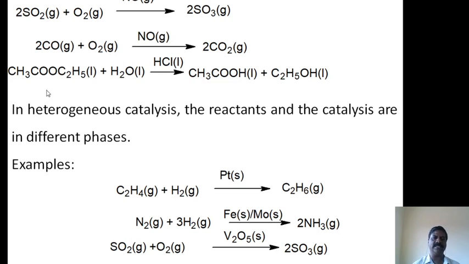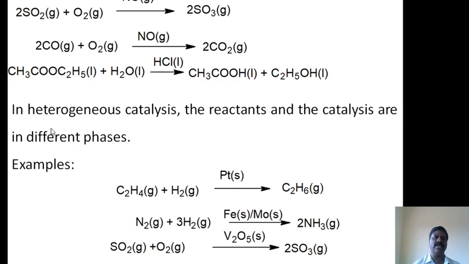Another example I will take is ethyl acetate. Ethyl acetate is in the liquid state, and water is also in the liquid state, and HCl acts as a catalyst. Therefore hydrochloric acid acts as a homogeneous catalyst in this reaction. Here HCl is in the liquid state, and ethyl acetate and water, which are the reactants, are also in the liquid state, and they form acetic acid and ethanol. These are examples of homogeneous catalysis.